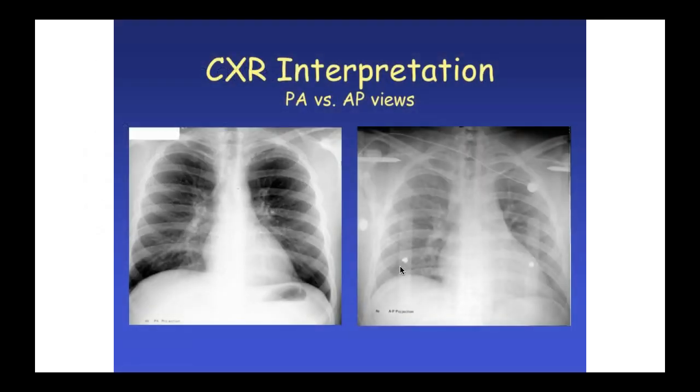This slide shows you the difference between the PA and the AP view. And you can see on the AP view on the right that the heart looks very enlarged. It looks like a lot of gray markings here, not as clear. Just can't visualize everything as well as in the PA. So unless that patient is bedridden, you're going to order a PA, not an AP view.